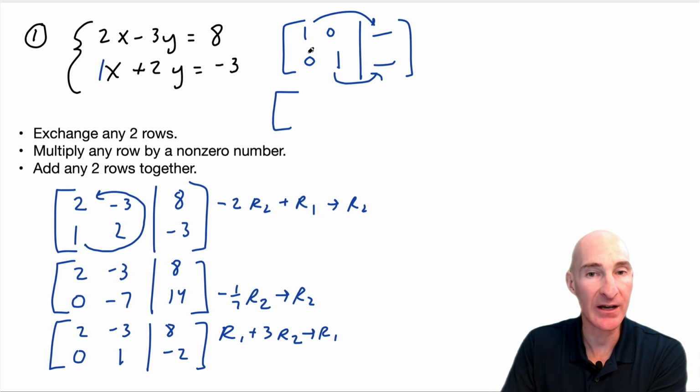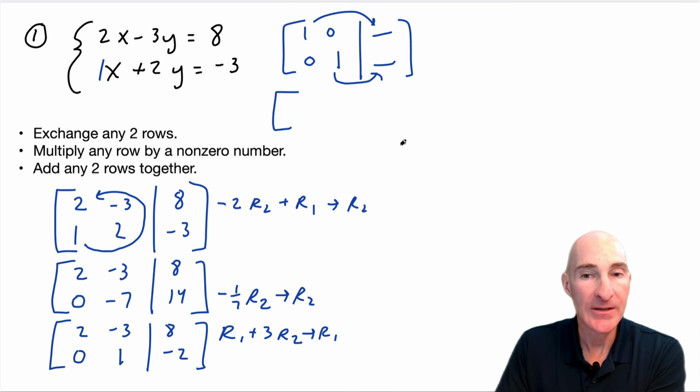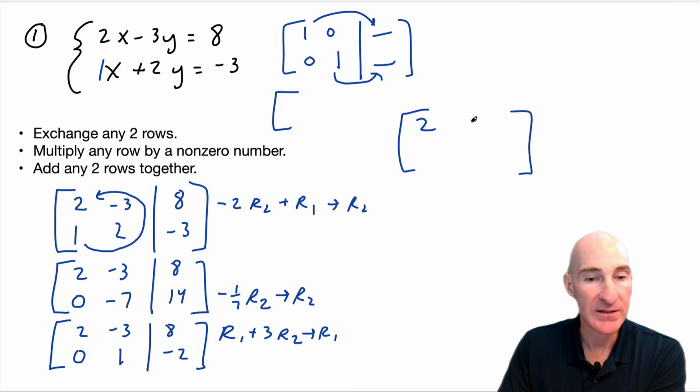We're trying to get this form of the matrix. So when I do that, let's put the answer over here. What do we get? We get 2, we get 0, we get -6 plus 8, which is 2, and then over here in the bottom row we have 0, 1, -2.